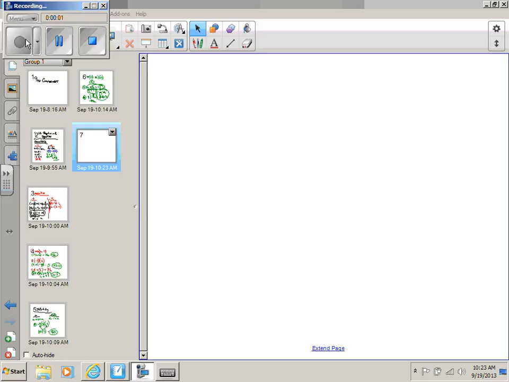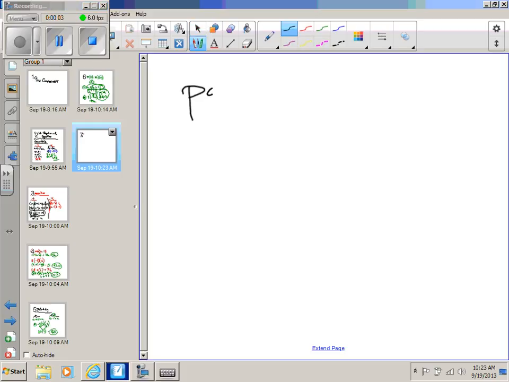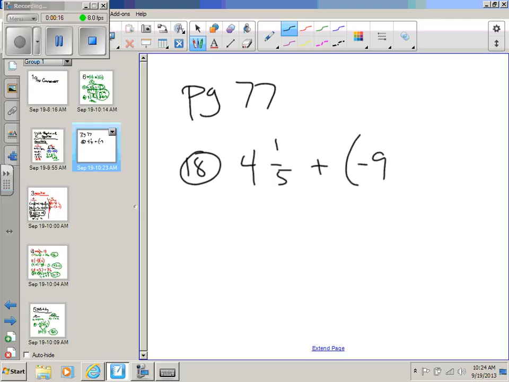So for algebra, page 77, let's look at number 18. 4 1/5 plus negative 9 1/2.